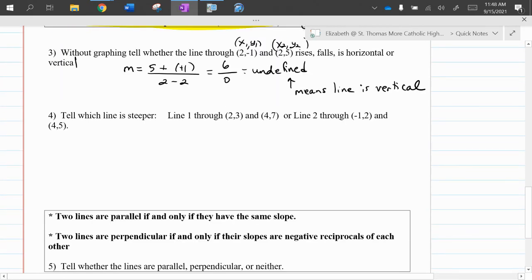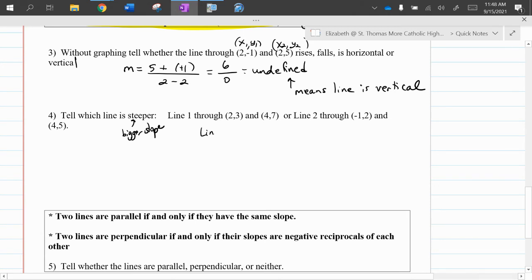Another thing we know about slope is that it affects the steepness of our line. As the slope gets bigger, the line gets steeper. So we can use the slope to tell which line is steeper. Steeper means bigger slope.